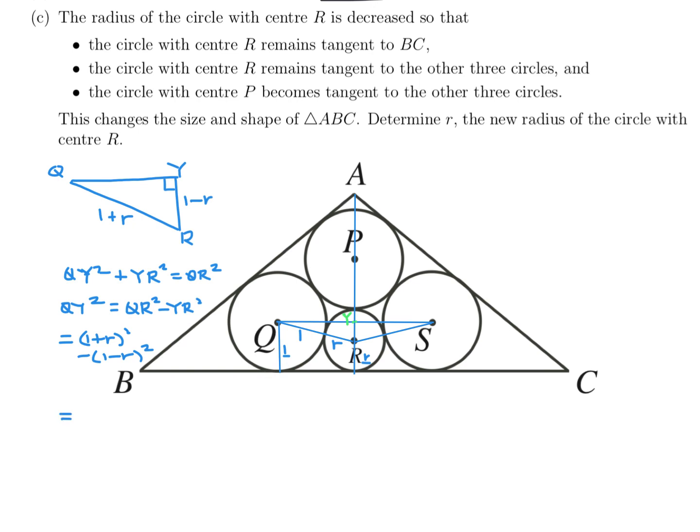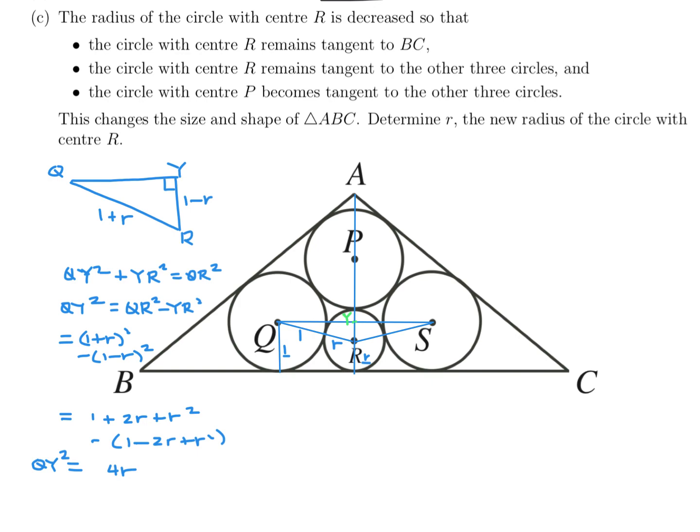So we got 1 plus 2R plus R squared, and then we have minus (1 minus 2R plus R squared). And therefore, it's going to be 4R. Yeah, because everything else cancels. Okay, that's a pretty good result, I think. That's QY squared. So it's not QY. All right, so that's a pretty good result.